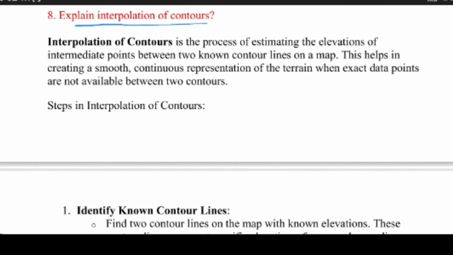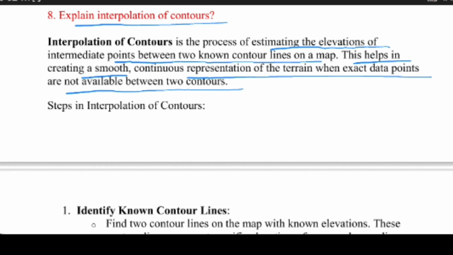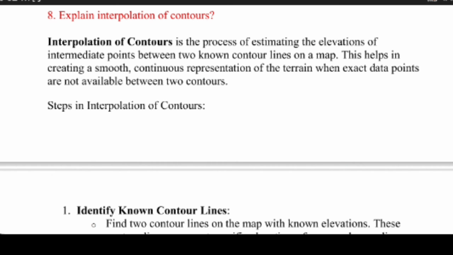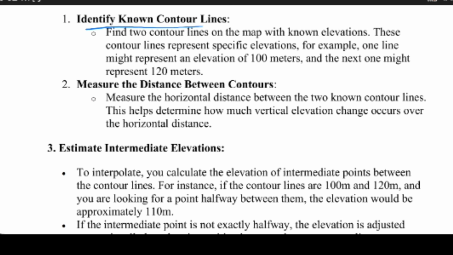The next question: explain interpolation of contours. It is a process of estimating elevations for intermediate points between known contour lines. This helps create a smooth and continuous representation of the terrain, with extra data available between the contours. The steps: first, identify the known contour lines and their elevations. For example, one line might represent 100 meters and the next line 120 meters.